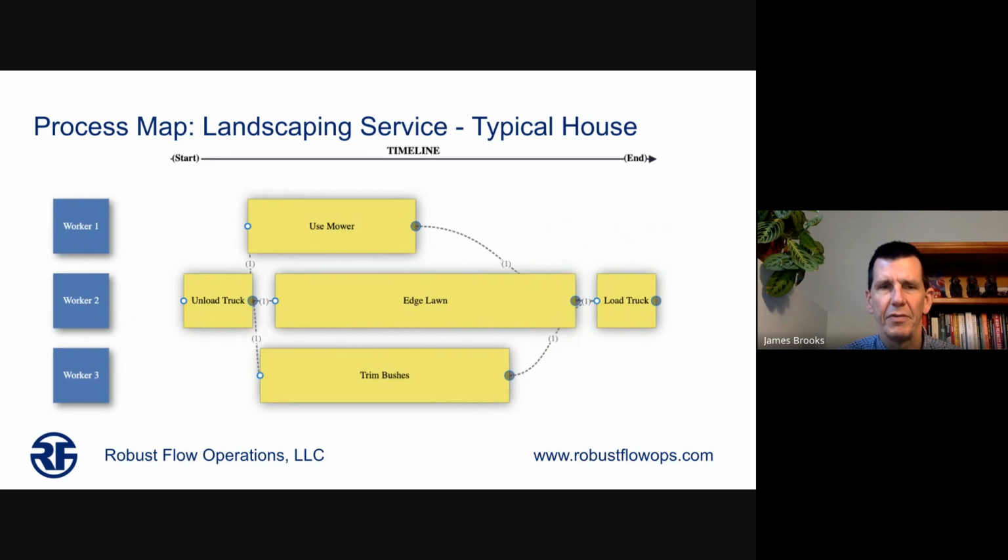In this example for a landscaping company, the process map is what happens at a particular customer's house. It starts when the truck pulls up in front of the house and ends when the truck pulls away. Each task is shown as a block. In this case, the length of the block corresponds to the length of the time the task requires. That's one way to illustrate the time required. Not all process maps do this. So we have one worker using the lawnmower, one using the edger, and one clipping bushes.